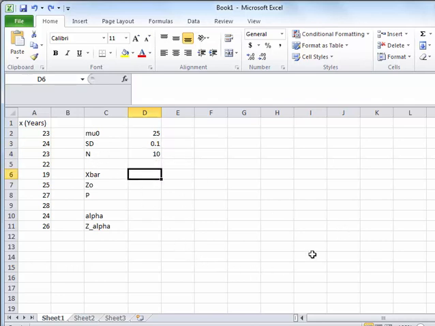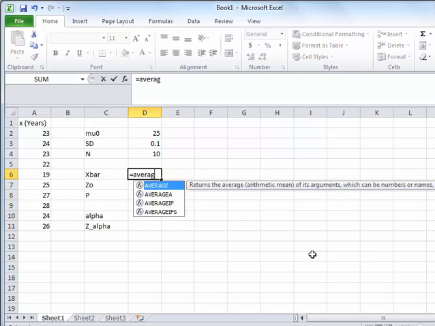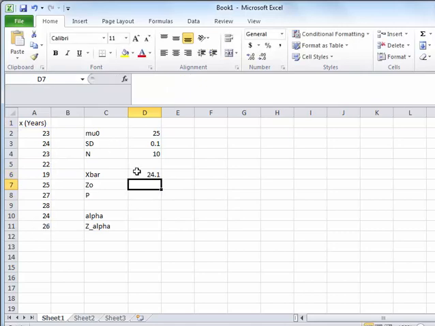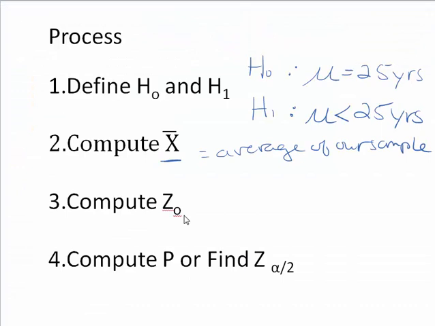So the first thing we do after we define the null hypothesis and the alternative hypothesis is we have to calculate x bar, which again is our sample mean. So in this case, we're going to type in average. We're going to select the years. And voila, we've calculated x bar. The next thing we need to do is compute z naught.